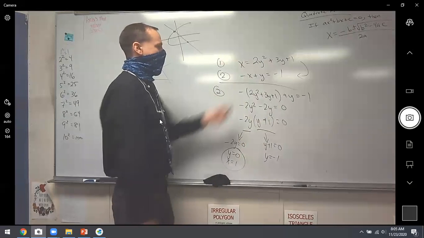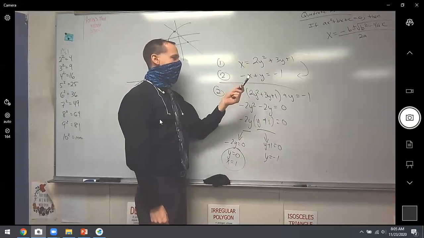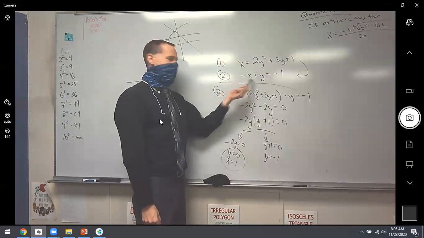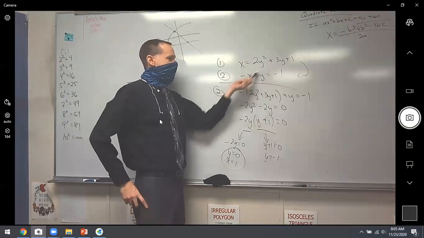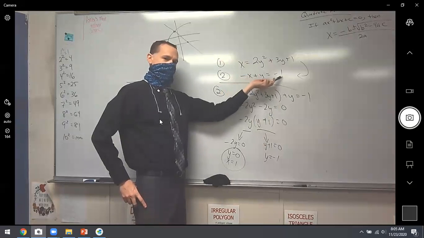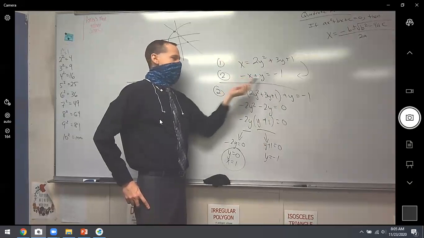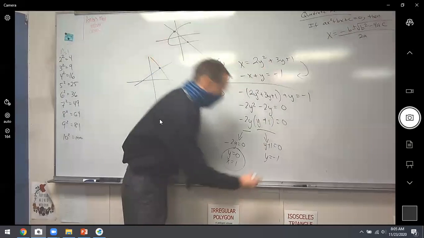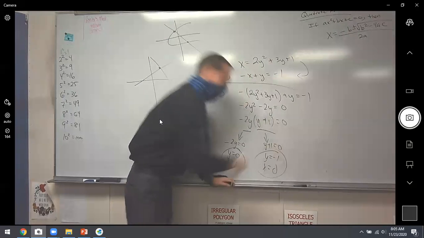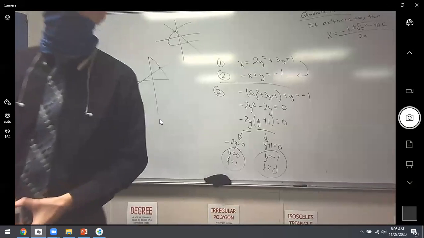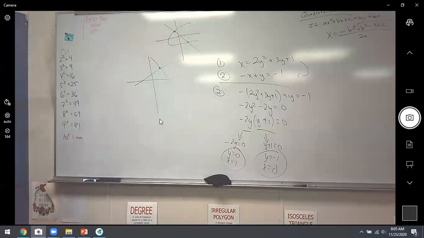Y is -1. If you plug it in somewhere right here, this one actually looks easier to me. If y is -1, this would be -1. This is a -1 too, right? So if you get them to go away, then -x equals 0, which means x is 0. So you back substitute and figure out the other one. So this has 2 solutions.